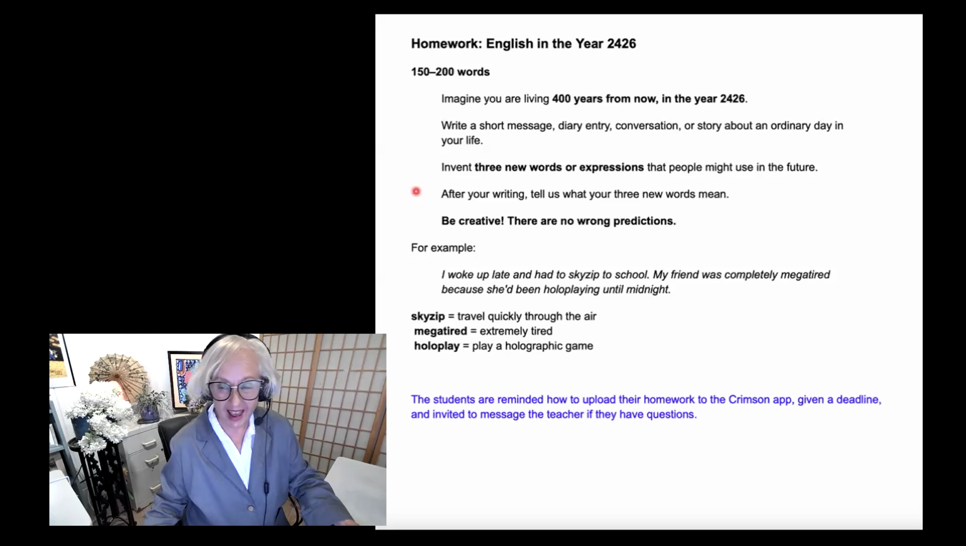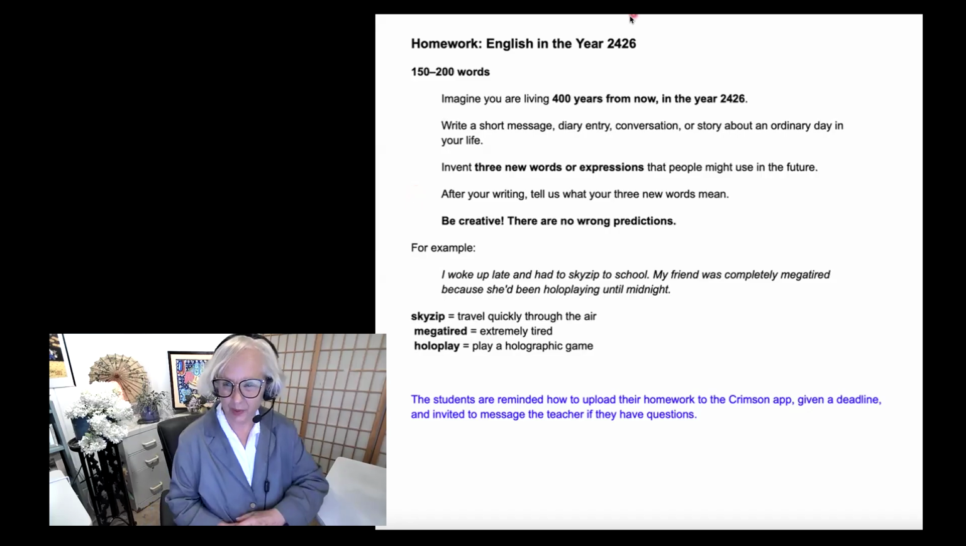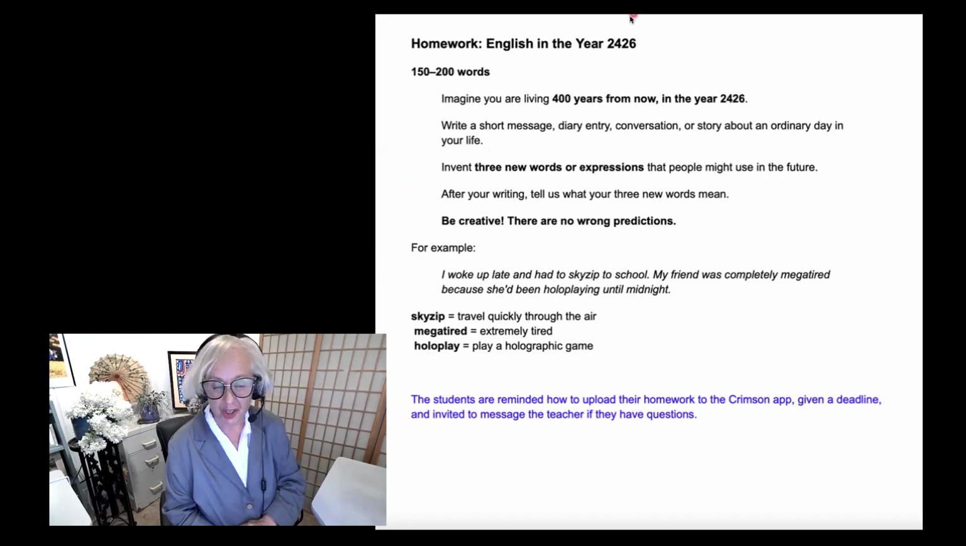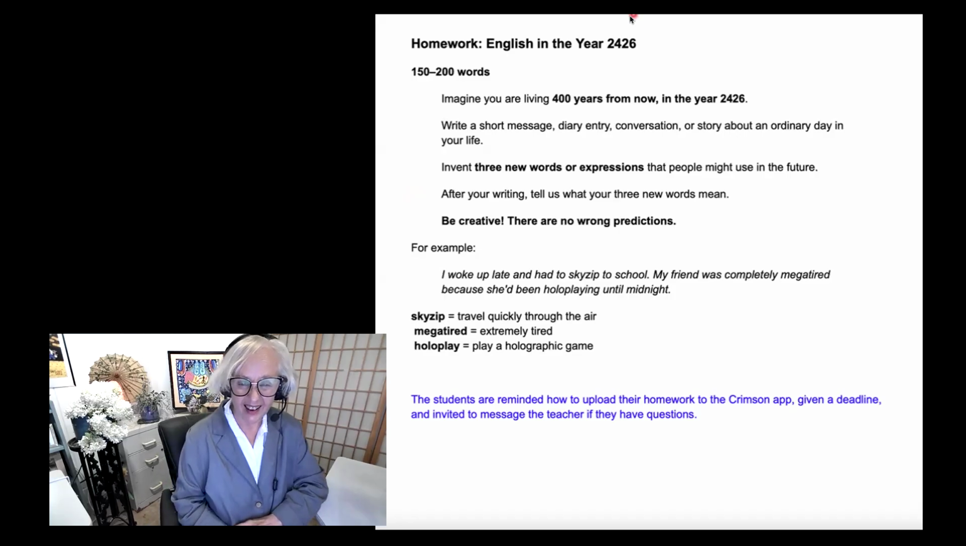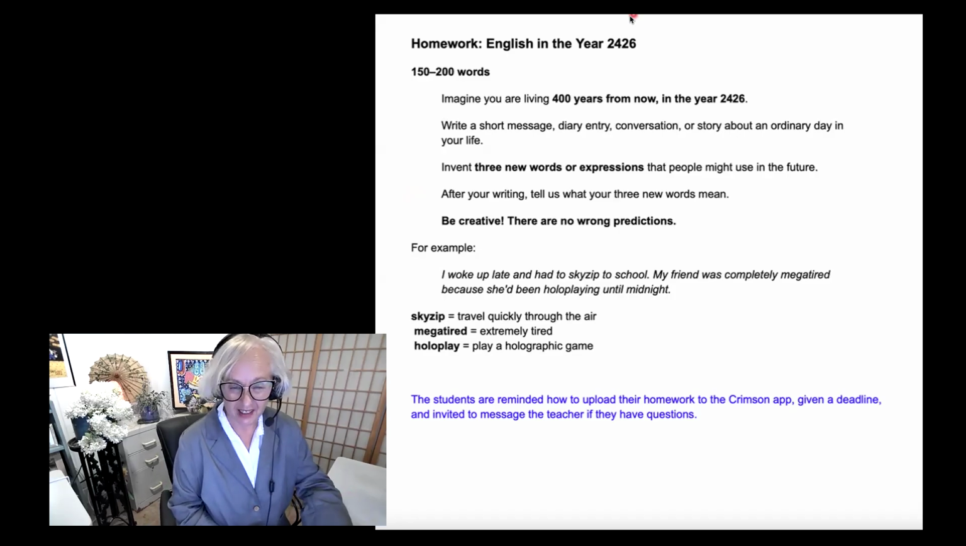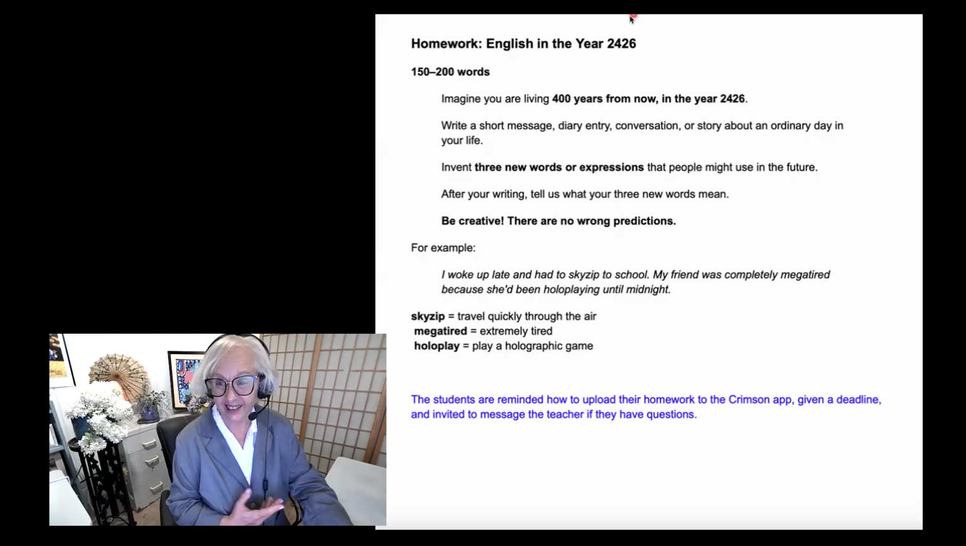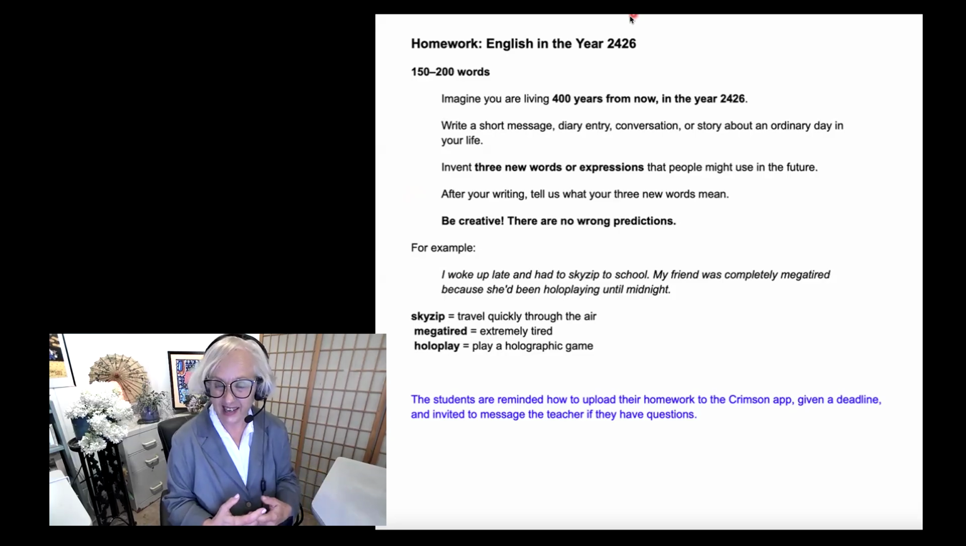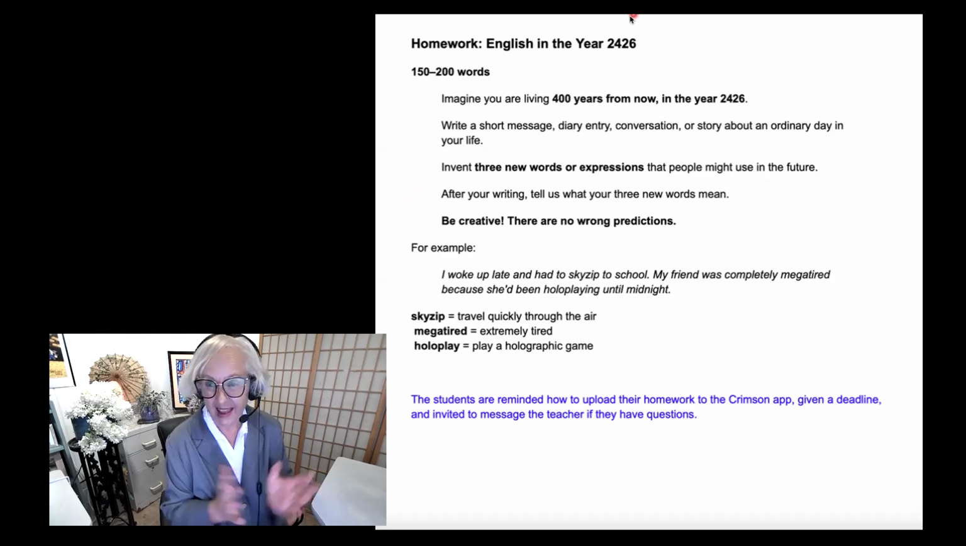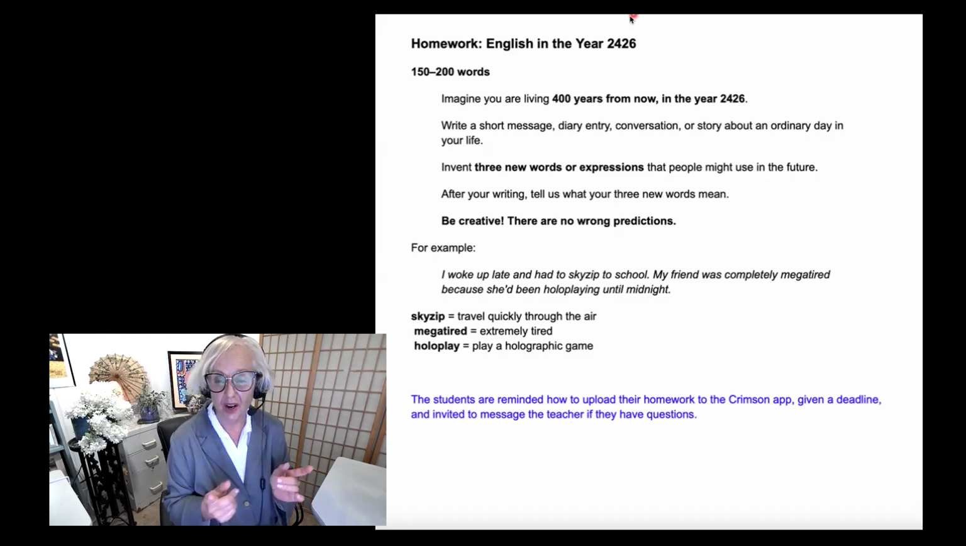So I'm going to end this presentation by showing you the homework assignment that the students will do, and it's to write a passage for 400 years into the future using new words, and then to explain what these new words mean. So this is an exercise that will reinforce our main idea in this presentation, which is that language changes.